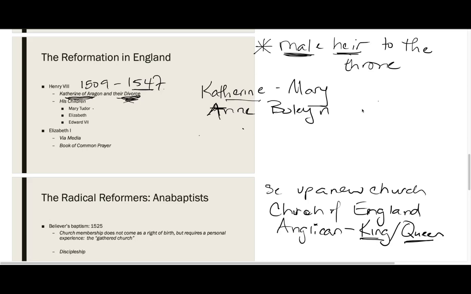Anne Boleyn, wife number 2, is only able to produce one child who survives to adulthood. This child is Elizabeth. We now think of her as Elizabeth I because there's now Elizabeth II. She's not producing a male heir either.